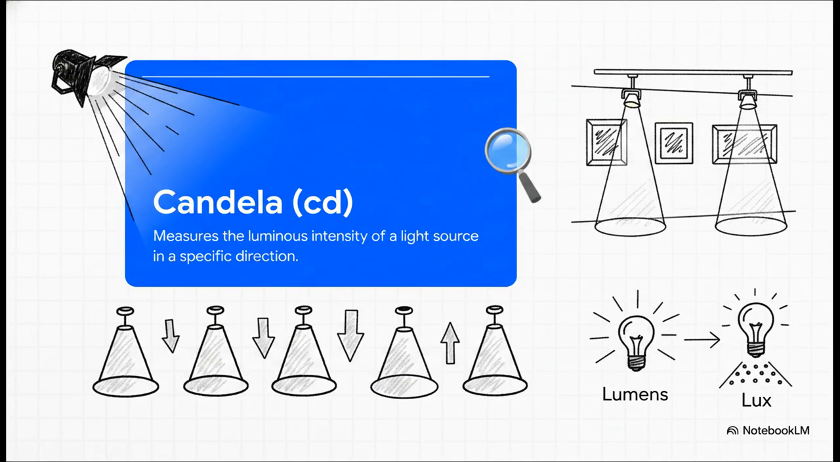And finally, there is candela. This one's all about intensity in a single, specific direction. It's super important for things like spotlights or track lighting in a gallery. But for what we're doing today, calculating the overall light in a room, we're really going to focus on that crucial link between lumens and lux.